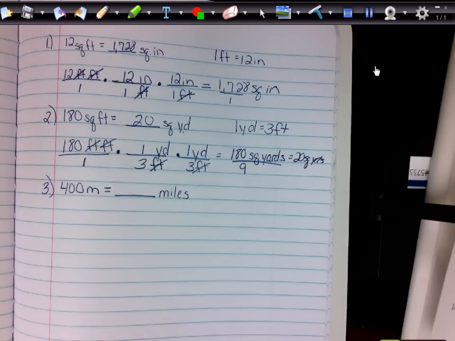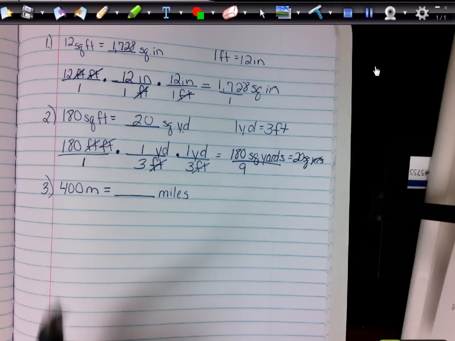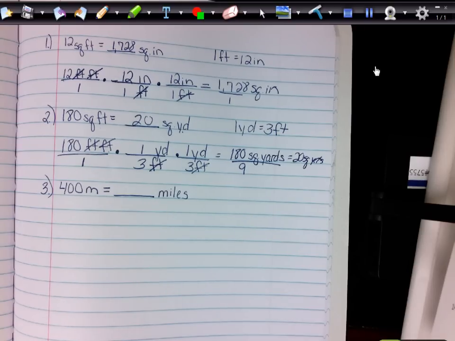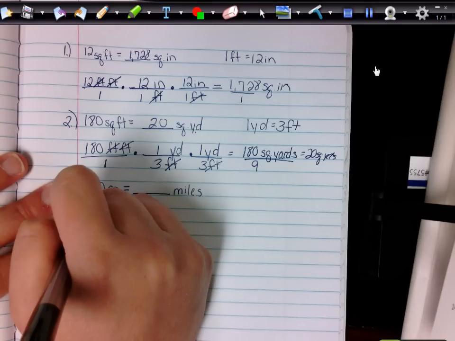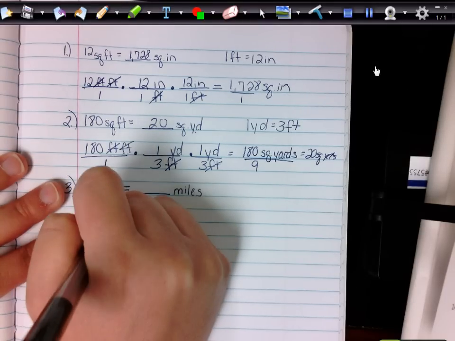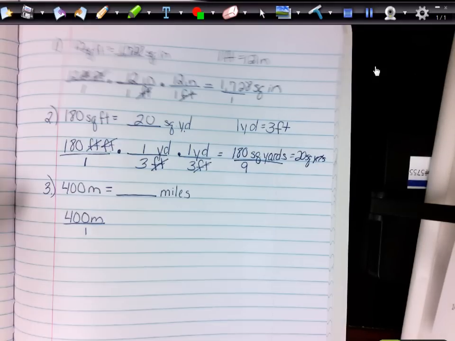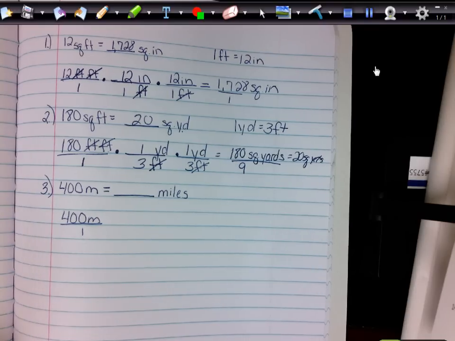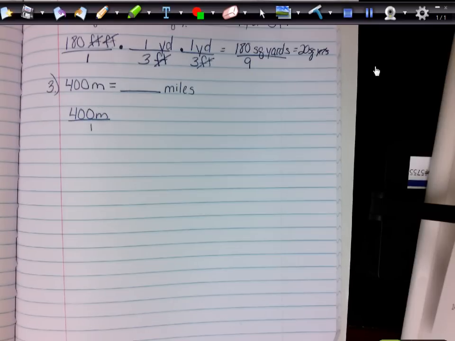Okay, here's number 3. We have 400 meters equal blank miles. Now we don't have the squared thing that we had before, but we're going to have to look at our conversion sheet and figure out how do we get from meters to miles. So again, first of all, I'm going to say the 400 meters over 1, because I always put it over 1 if I don't have a denominator. Then I'm going to look at my measurement conversion sheet that I've got here.